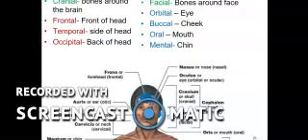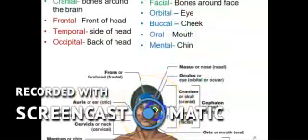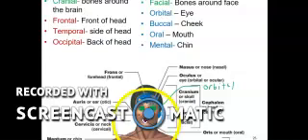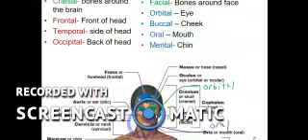Now, the facial bones are the bones that are around the face, so they get to name the facial regions. There's several of them. Your eye sockets are your orbital region. Right there, this right here is orbital. Whereas your mouth, right there, is your oral region. Your cheeks, right there.